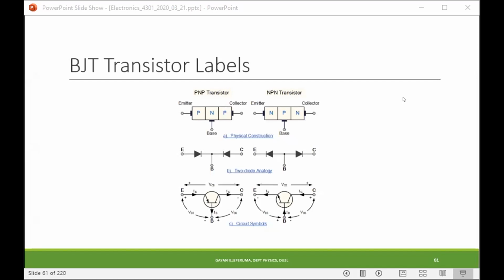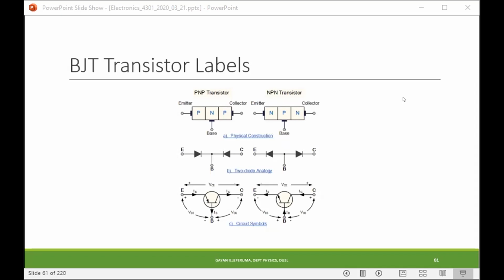In certain cases, you can think of it like having two diodes connected together, but most of the time that is not a very good approximation, though sometimes you can think of it like that. So now you know the three terminals of the transistor: collector, base, emitter.